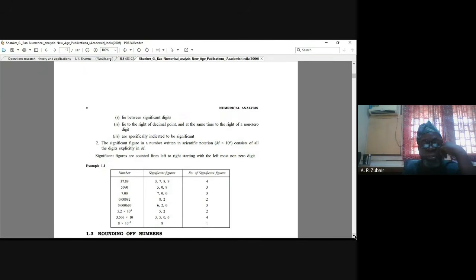Examples will convince us. So when you have 37.89, we have 4 significant digits. 5090, we have only 3. 700, we have 3. And so on and so forth.